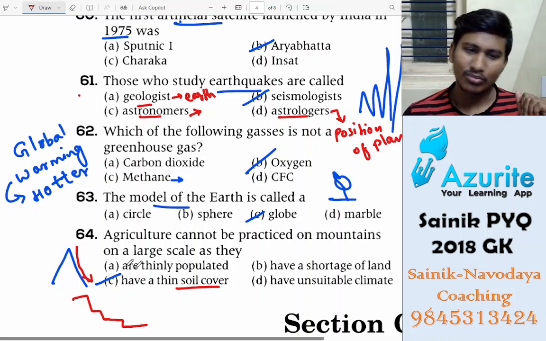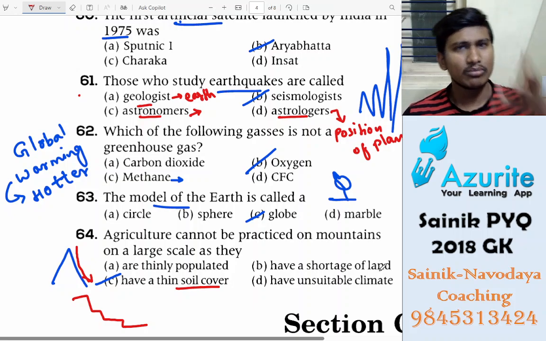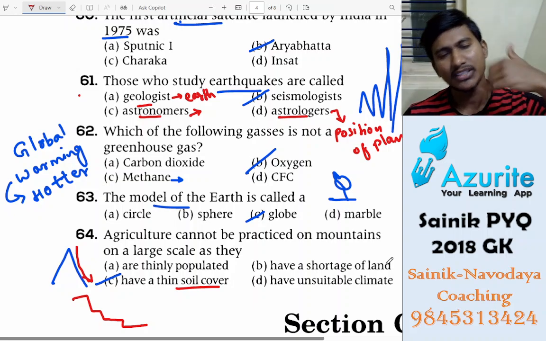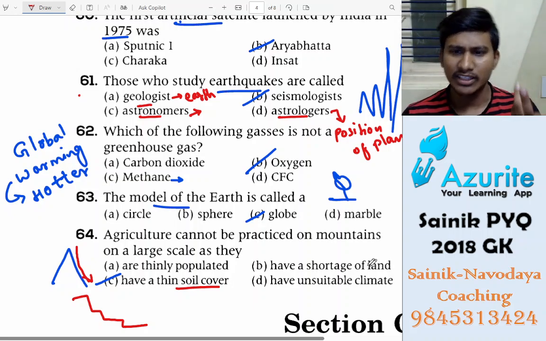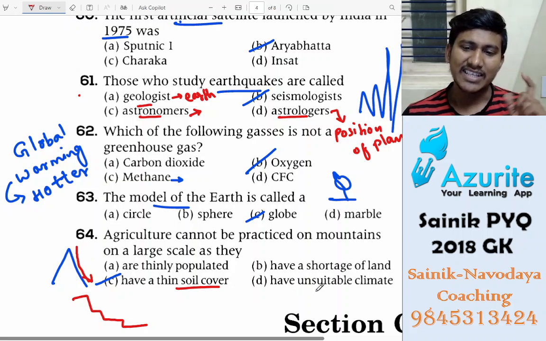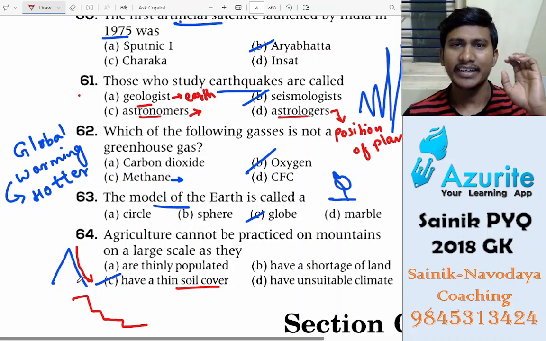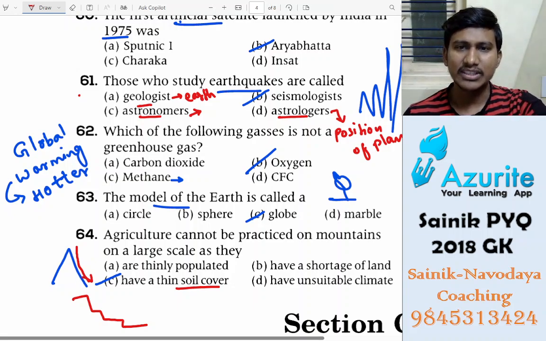That is not the problem. Shortage of land? There will be so much free land on the mountains, wherever you can go, it will be stretched. Big mountains are there, so no problem. D, unsuitable climate, is not like that. If it is hot or cold, there are some trees and crops which can be grown in the cold also, right? So that is not the suitable answer. Only a thin cover will be difficult, so the soil will get away. That is why we said soil erosion.